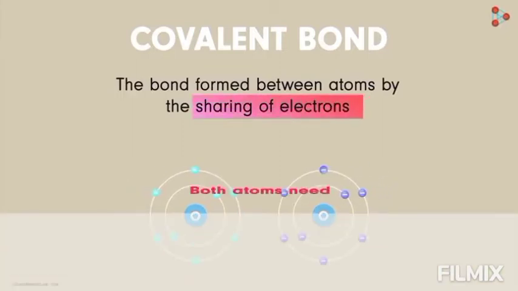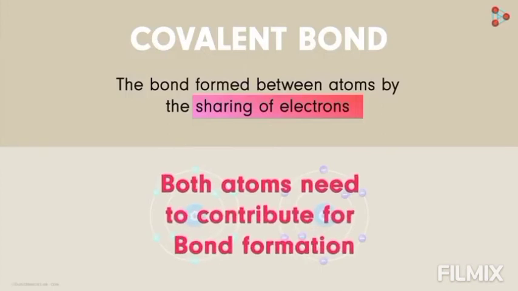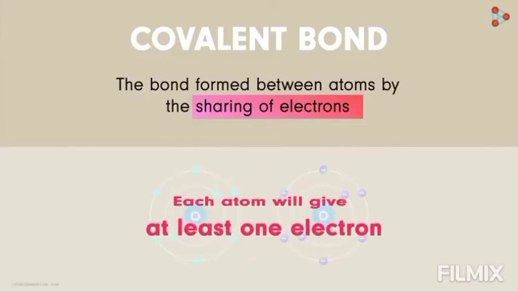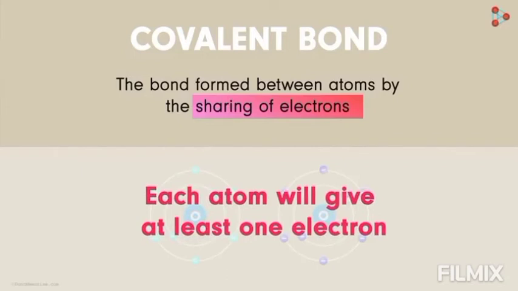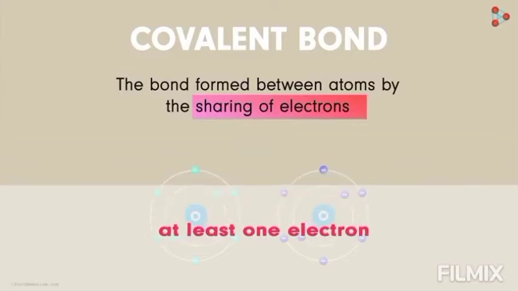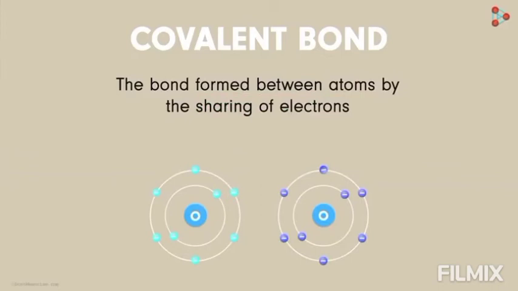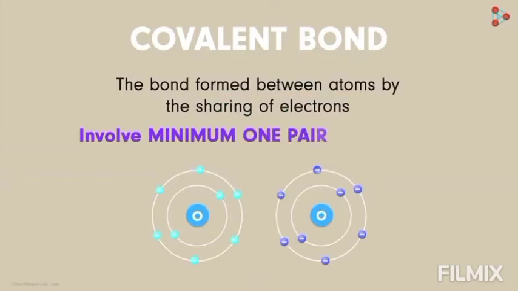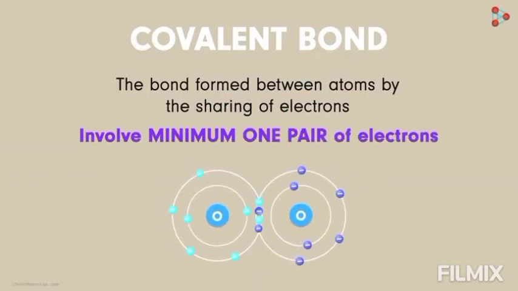We have said that there will be sharing of electrons. So both atoms want to contribute to bond formation. For a covalent bond, at least one electron should be shared. Each atom wants to share at least one electron to form a covalent bond. So we can say that there should be a minimum of one pair of electrons in a bond. Here you can see in this bond there is one pair of electrons. A minimum of one pair of electrons must be shared between two atoms. Only then can a covalent bond be formed.